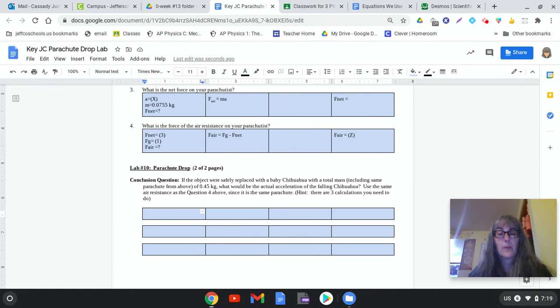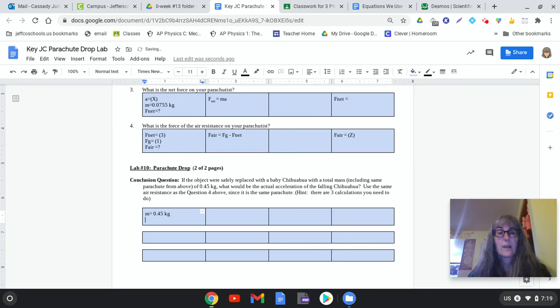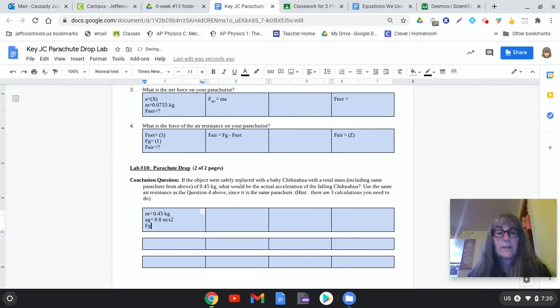So the first step, we're going to take the mass equal to our baby chihuahua's mass. And we also know the acceleration due to gravity. We are looking for the weight of our baby chihuahua. So use your equation from above to figure out what that would be. And that should be in newtons.